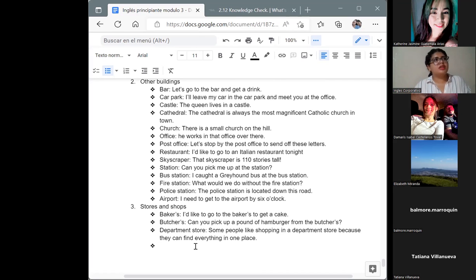So in this case, we can translate this like tienda departamental, but in this case, you know that they are like a group of shops or stores that are in one place. It's como una plaza. So in that case, you can find all of the stores in one place. Then we have dry cleaners. It says, I will pick up my shirt at the dry cleaners after work.